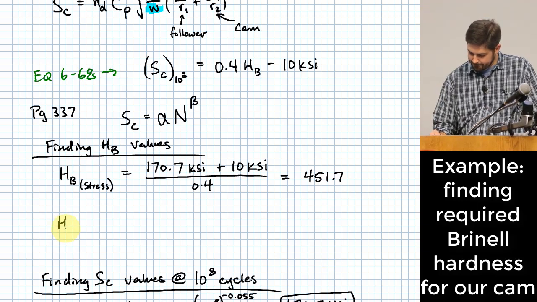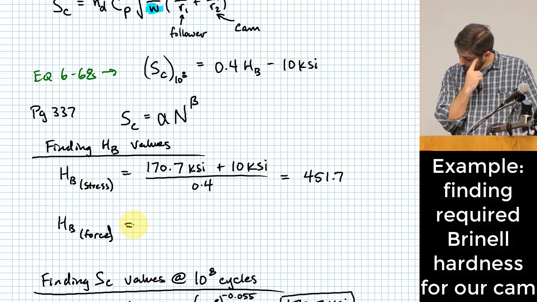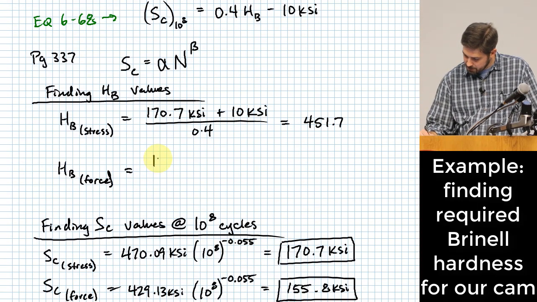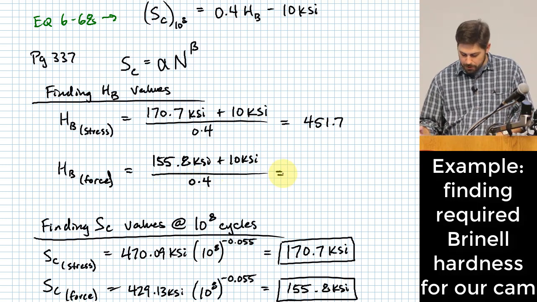And the only thing that changes for when we go to force is we're going to do 155 instead of 170.7. And that gives me 414.5.